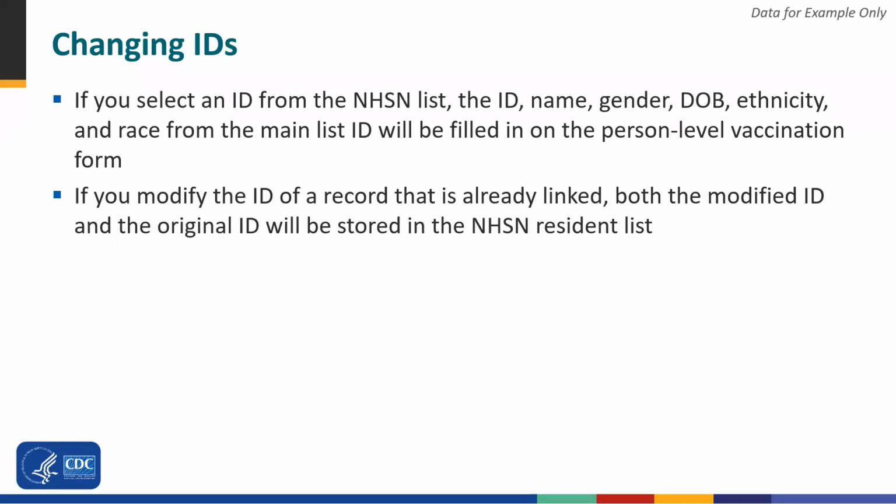modified and the original ID will be stored as rows in the NHSN resident list, which sometimes can be helpful because maybe you link something and then realize, oh no, I accidentally linked this as the wrong person. It shouldn't actually be linked, but just something to be aware of so that you're looking through that main list carefully when you're clicking that link button, so you don't ever lose any information. You can always go back and change that ID, but you will make a new row.